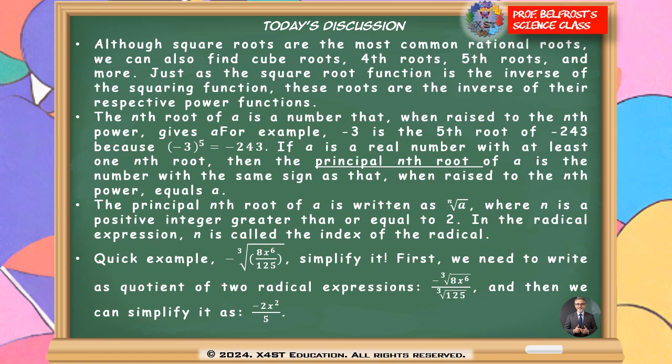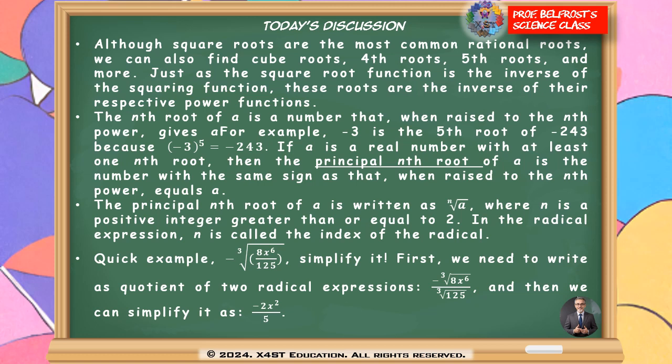If a is a real number with at least one nth root, then the principal nth root of a is the number with the same sign as a that, when raised to the nth power, equals a. The principal nth root of a is written as the expression shown in the slide, where n is a positive integer greater than or equal to 2. In the radical expression, n is called the index of the radical, while a is the base, okay?